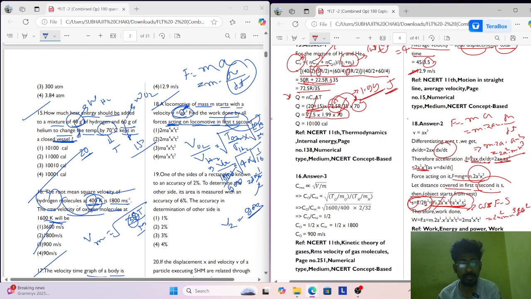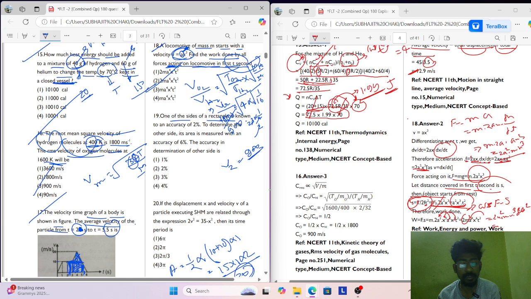Simple differentiation you can calculate. One side of a rectangle is known to an accuracy of 2%. Determine the other side. If its area is measured with an accuracy of 6%, what is the accuracy of the determination of the other side?